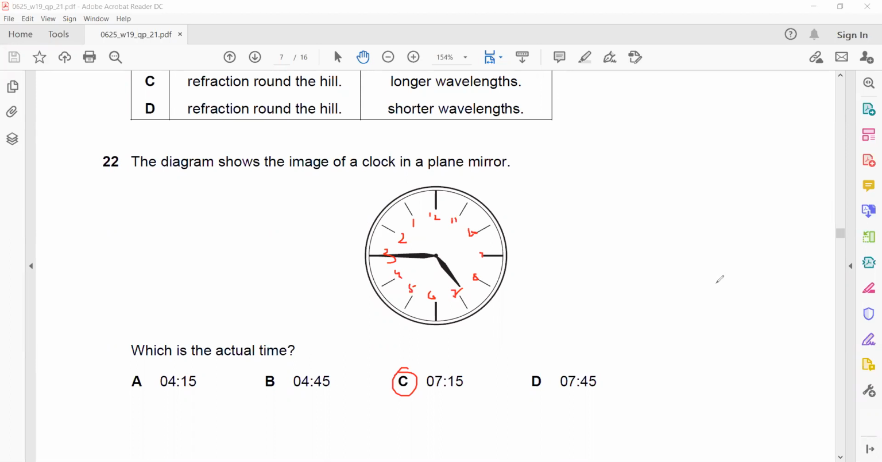The image formed by the plane mirror is laterally inverted, which means left appears right, right appears left. So it is 7, and then it is 57, and another hand. The hour hand is there for 7, and the minute hand is at 3, which is 15 minutes.